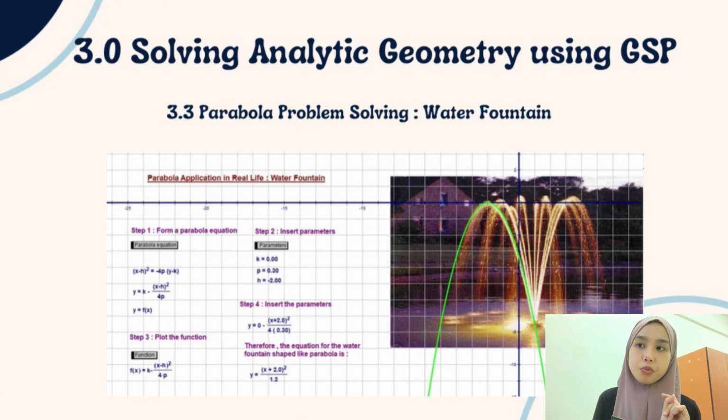And then step 2, we insert the parameters. The k is 0 while h is negative 2, so we know that the center is (negative 2, 0). p equals 0.30. So we insert the parameters, and then we solve for the equation for the water fountain shaped like a parabola, which is y equals (x plus 2.0) squared over 1.2.